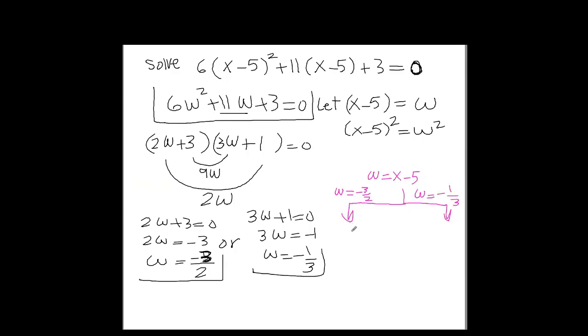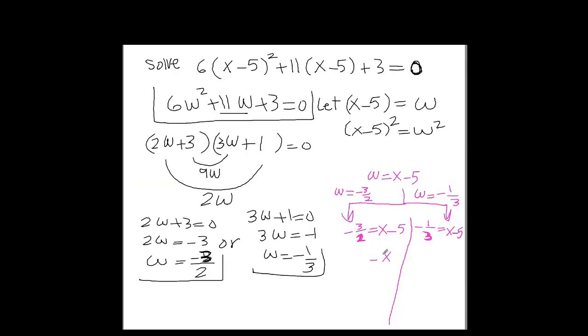All right, so if -3/2 is equal to x - 5, you have to solve this for x. That's 1. And then we also need to do the same thing for -1/3 is equal to x - 5. We have to solve both of these. All right, that's not too hard.